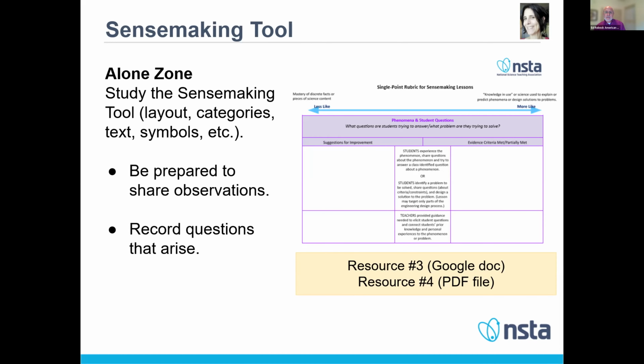Hey, this is Ed Robick. When I click on that link, I get to a collection. Can you direct me from that collection to what you want me to be looking at right now? Yes, if you go to number 3 or number 4, you can access the sense-making tool. Thank you.